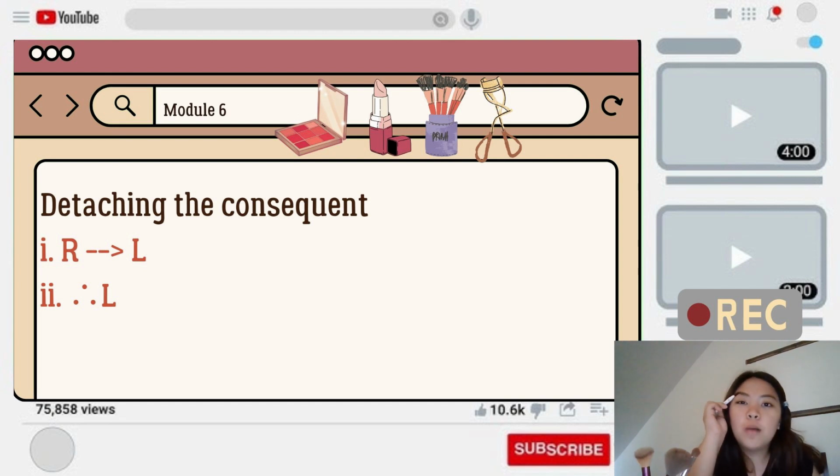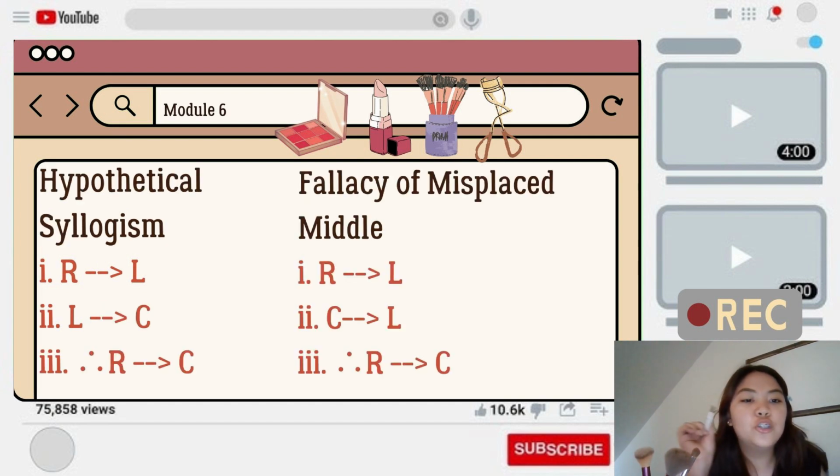Moving on to a more complicated and valid reasoning argument is hypothetical syllogism. Premise 1, if R, then L. If L, then C. Therefore, if R, then C. So let's take a look at an example. Premise 1, if it rains, then the ground will be wet. Premise 2, if the ground is wet, then the flowers will grow. And premise 3, if it rains, then the flowers will grow.